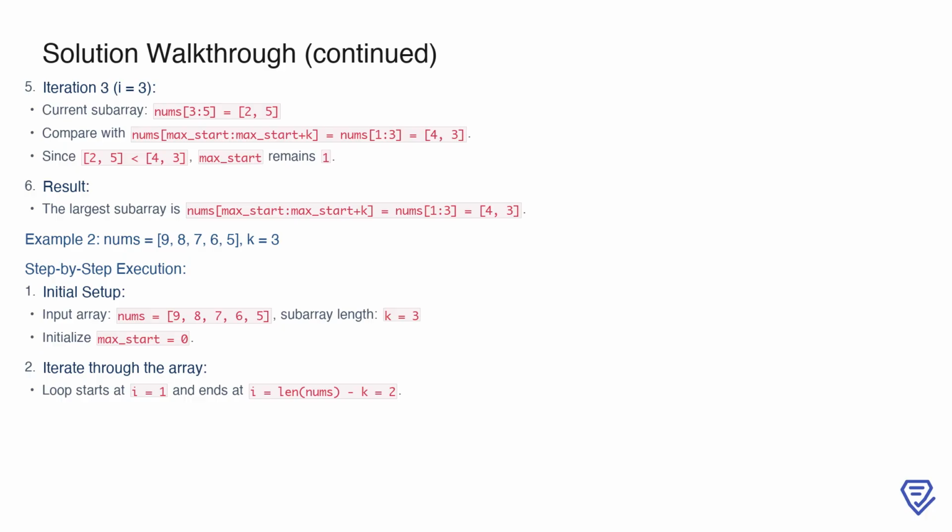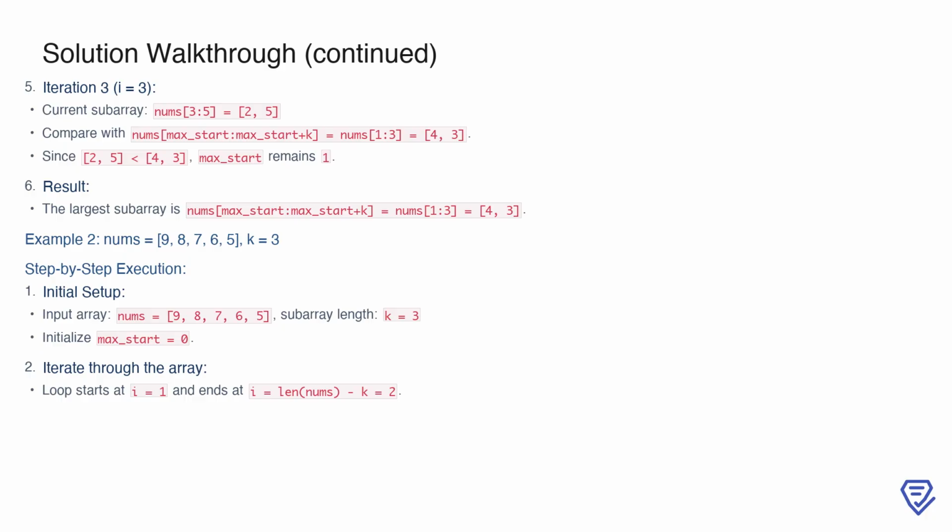For the final iteration, where i equals 3, the current subarray is 2, 5. Comparing this with 4, 3, we see that 2, 5 is also lexicographically smaller. Thus, max_start stays at 1. After completing the iterations, the largest subarray is the one starting at index 1 and spanning 2 elements, which gives us 4, 3.